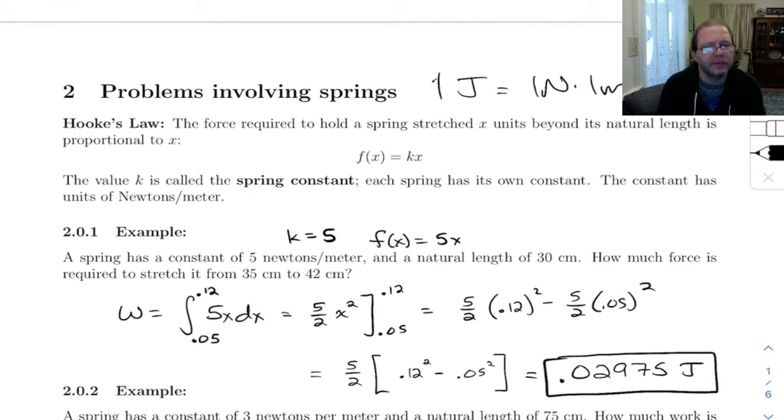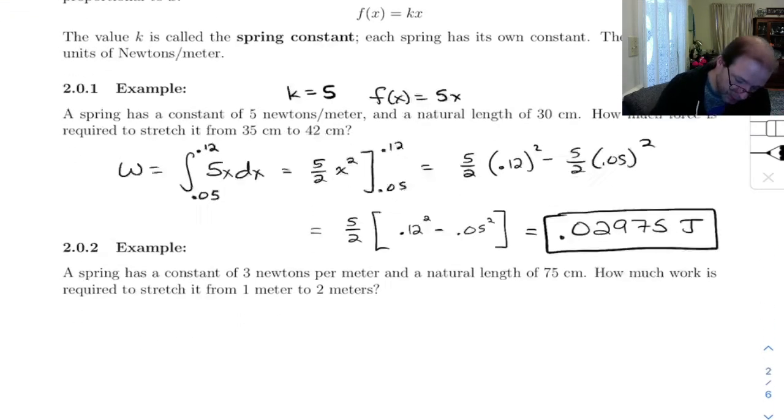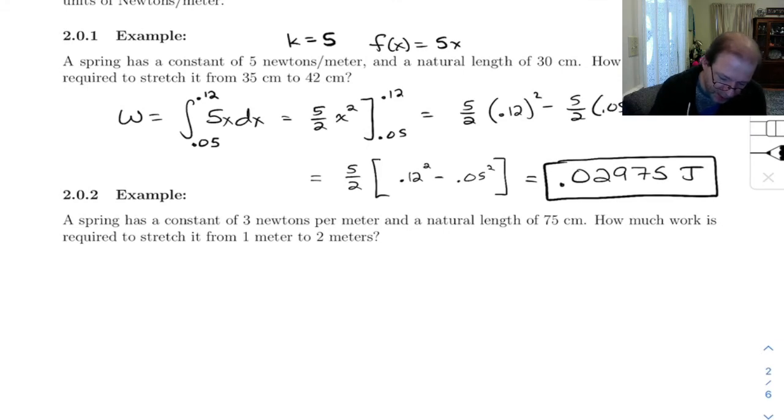All right. By far the most common mistake I see people making on these problems is forgetting to translate these into meters, or forgetting to subtract out the natural length of the spring. So let's do another problem. A spring has a constant of 3 newtons per meter and a natural length of 75 centimeters. How much work is required to stretch it from 1 meter to 2?